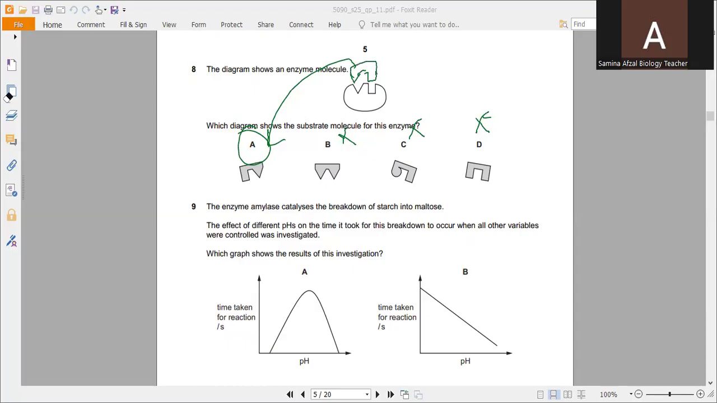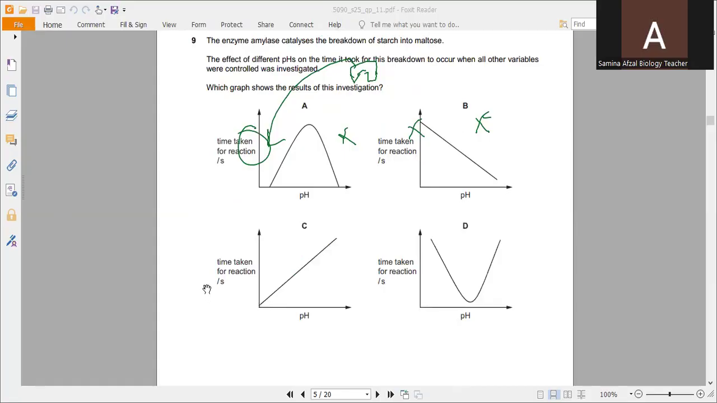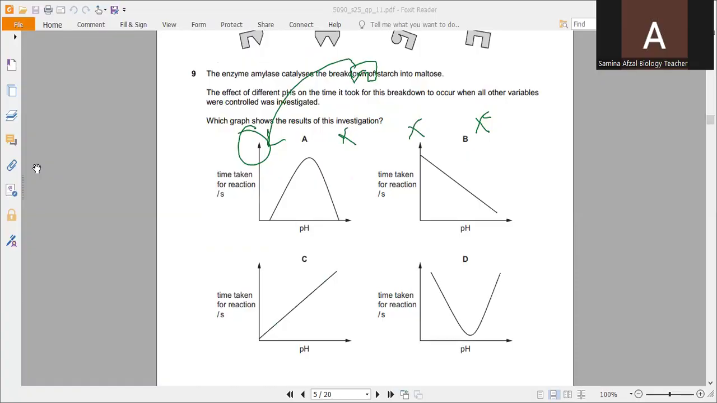So it will go with the A. Now question number 9 is there, and question number 9 is, the enzyme amylase catalyzes the breakdown of starch into maltose. The effect of different pH on the time it took for this breakdown to occur when all other variables were controlled was investigated.